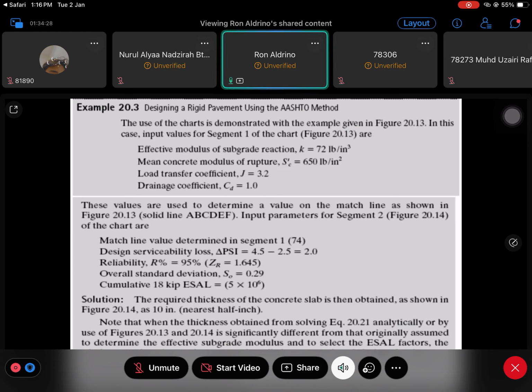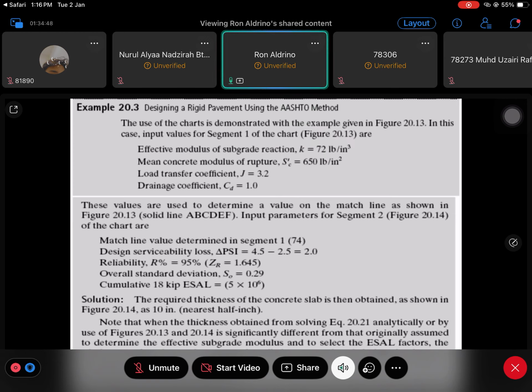So these values are used to determine a value on the match line as shown in figure 2013. Input parameters for segment 2 of the charts are the match line value determined in segment 1, design serviceability, reliability, overall standard deviation, and cumulative 18 kips ESAL.